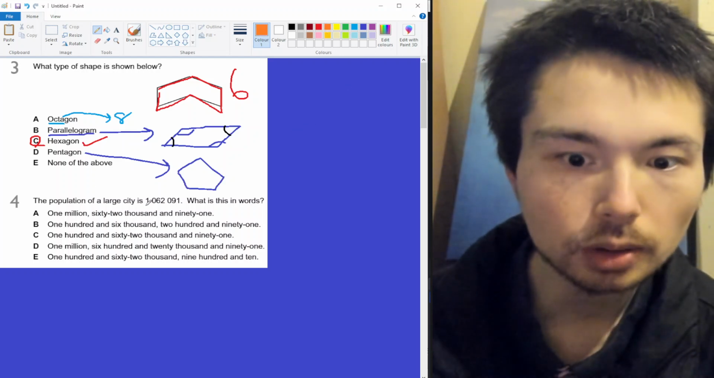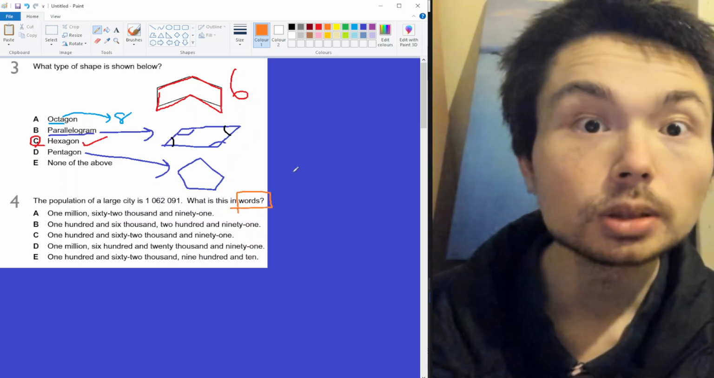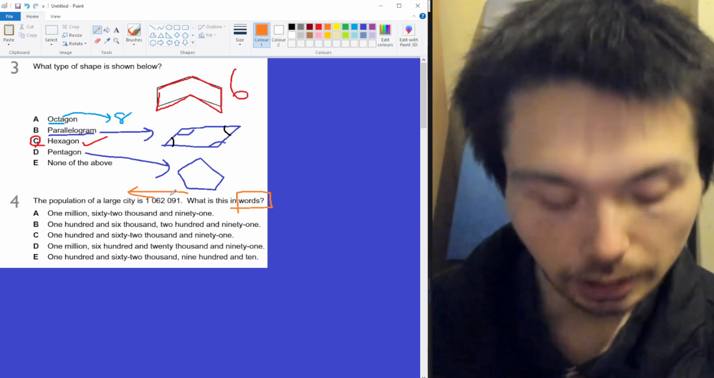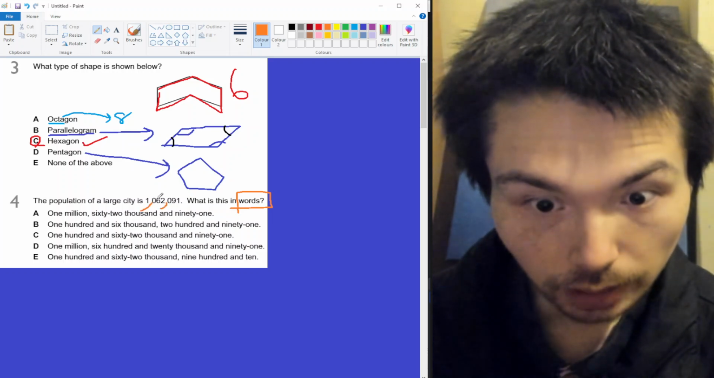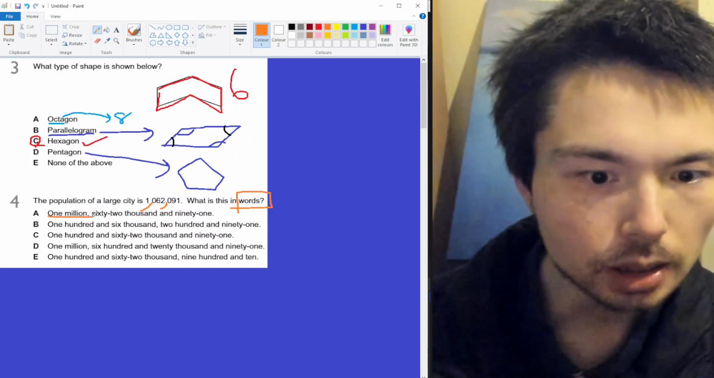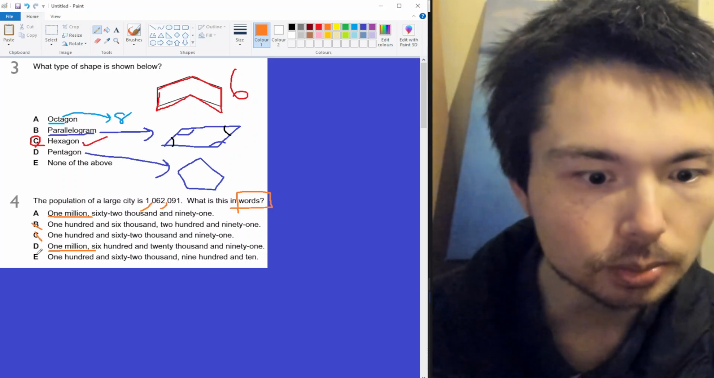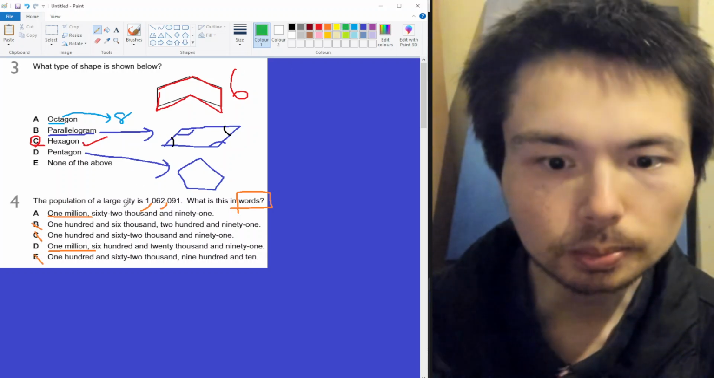Question 4. The population of a large city is that. What is this in words? To read a number, you must put commas going from the right side. Put a comma here and a comma here. So it starts off with 1 million. So cross off the others. If you're not feeling sure, it's got to be A or D, and then you move on.